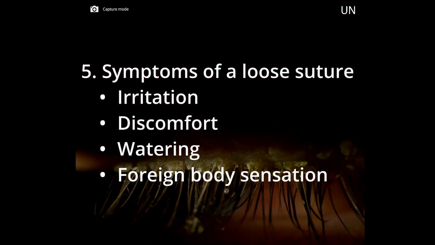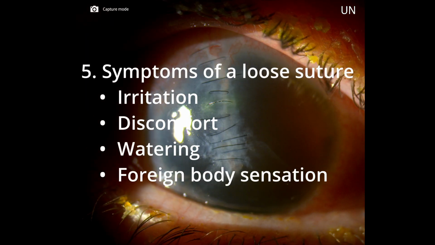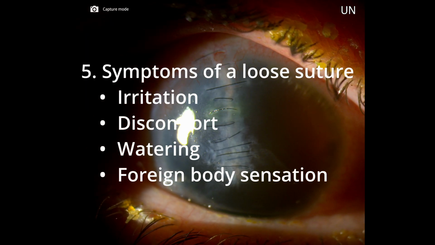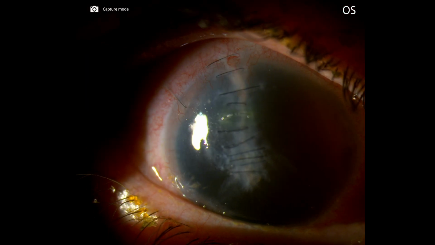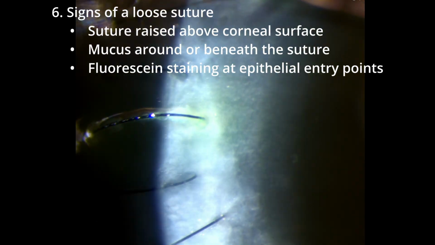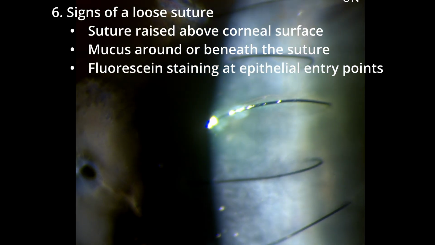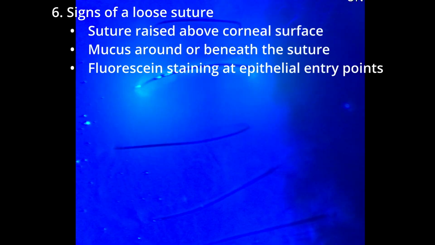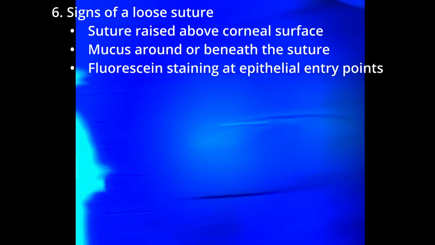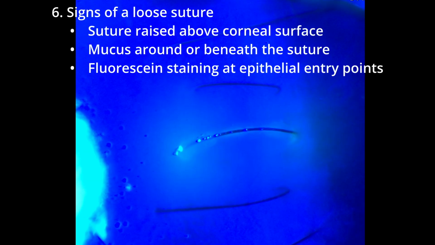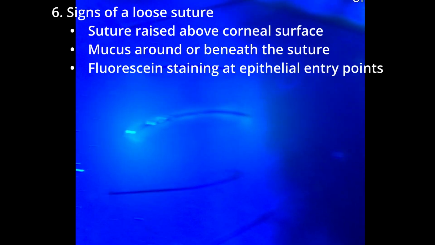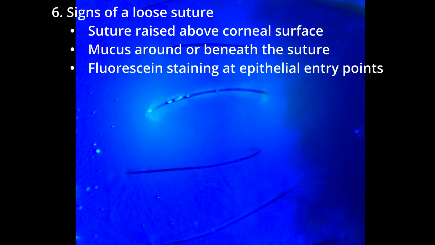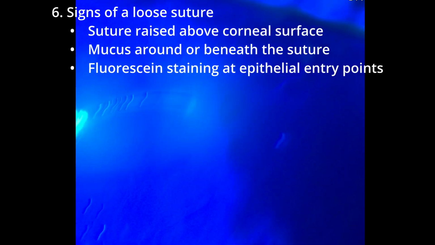Patients with a loose suture often report irritation, discomfort, watering, or foreign body sensation. On examination, there are several useful signs. First, the suture may be elevated above the corneal surface. Second, there may be mucus collecting around or beneath the suture. Third, there may be fluorescein staining at the epithelial entry points of the suture. This likely reflects epithelial disruption from micromovement of the suture, together with fluorescein tracking at the entry sites.